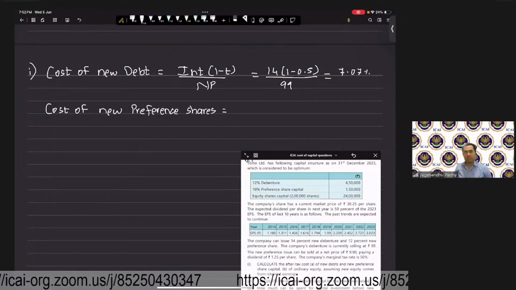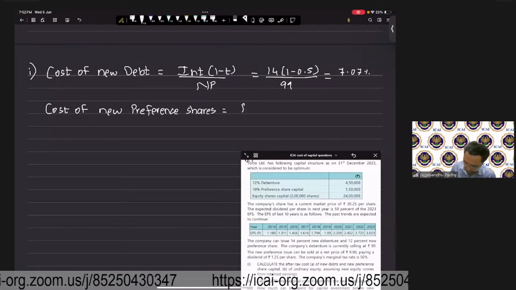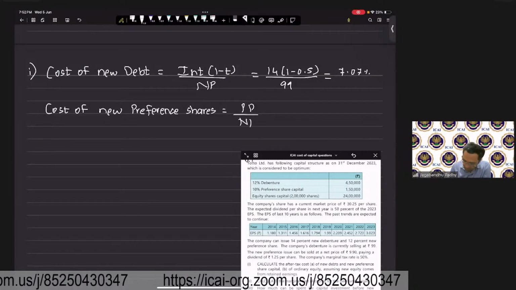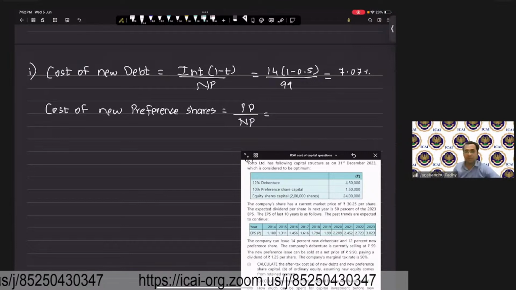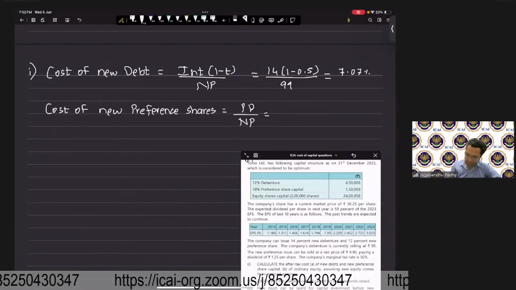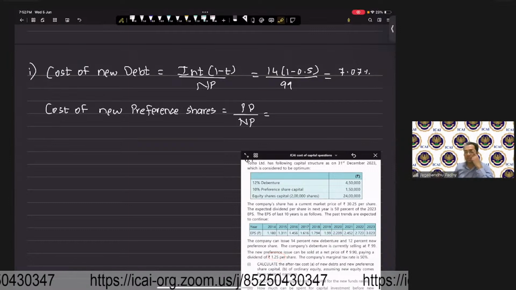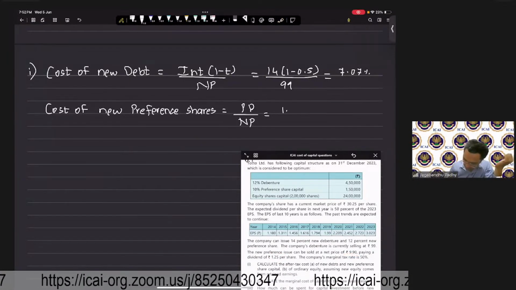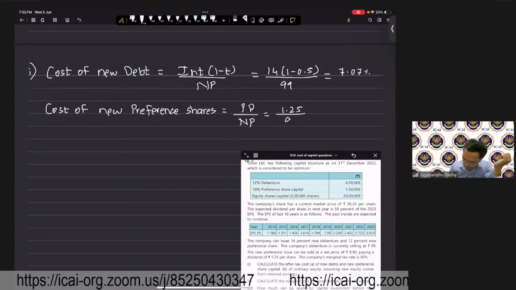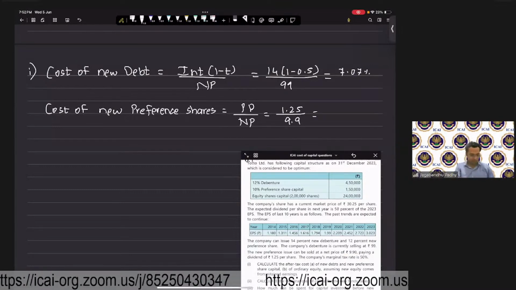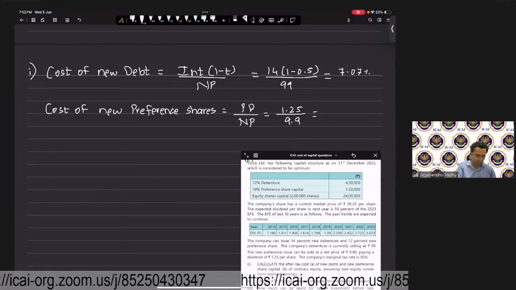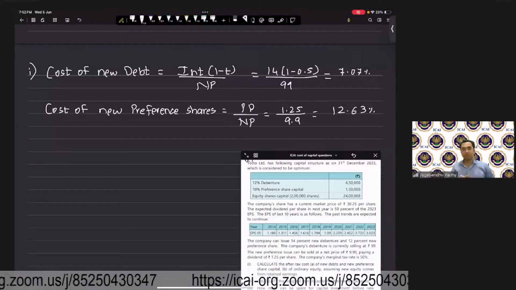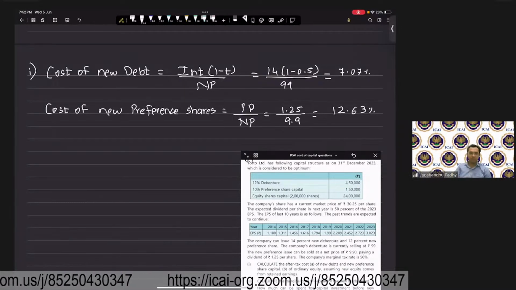Cost of new preference shares will be simply the preference dividend. As we know, preference dividend doesn't have any sort of tax benefit. So it is preference dividend upon net proceeds. The preference dividend is given in the question: 1.25 per new share, and each share can be issued for a price of 9.9. So the cost is 1.25 divided by 9.9, that is 12.63% as the cost of new preference.